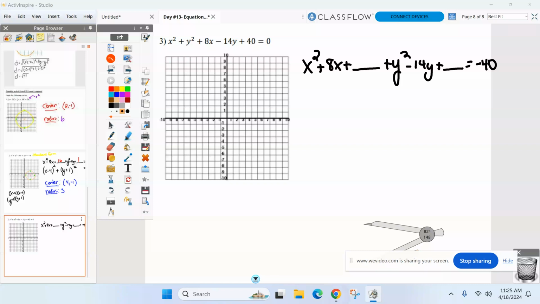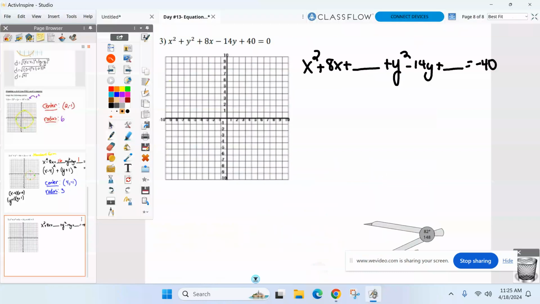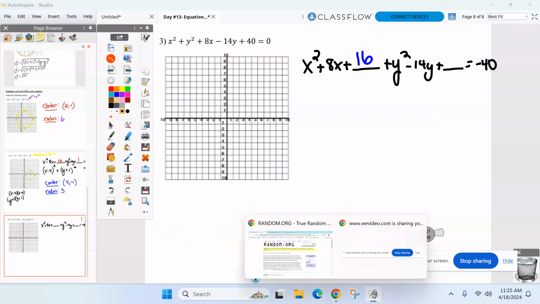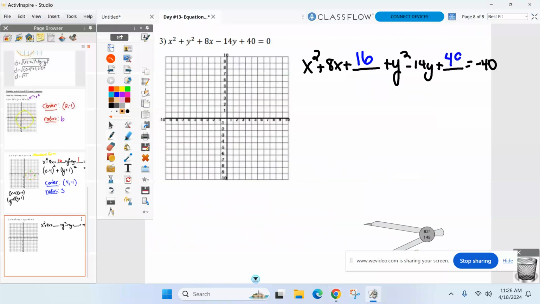What's your new C value on the X's up here? 16. New C value on the Y's? 49. And I get it. This might be a common mistake. Got to remember, come on, think about it. There's no way you're going to have a -40 for R squared. Balance, plus 16 plus 49. Balance it out.